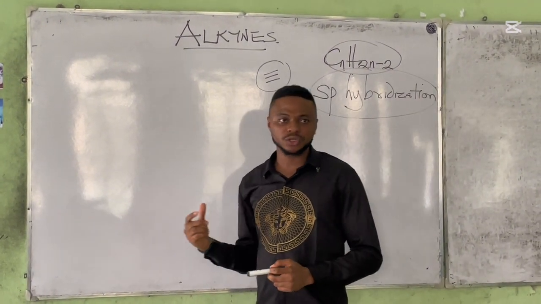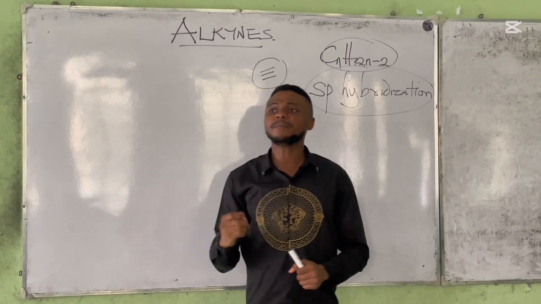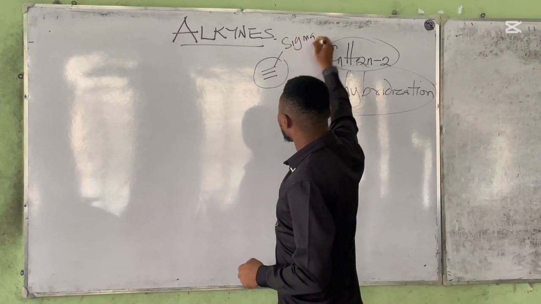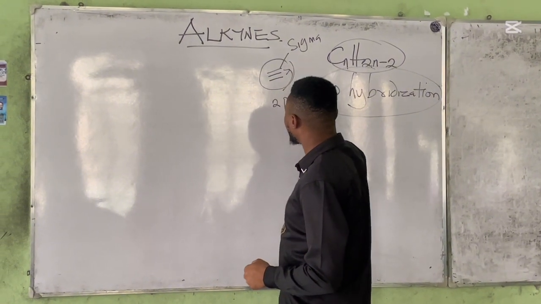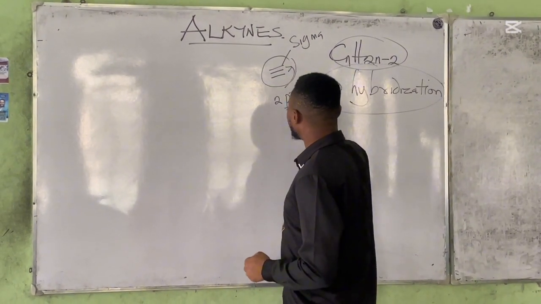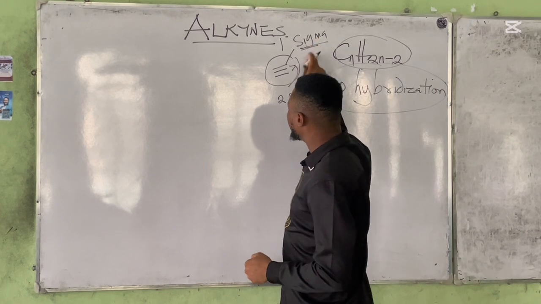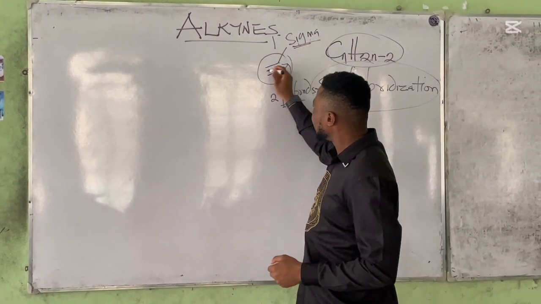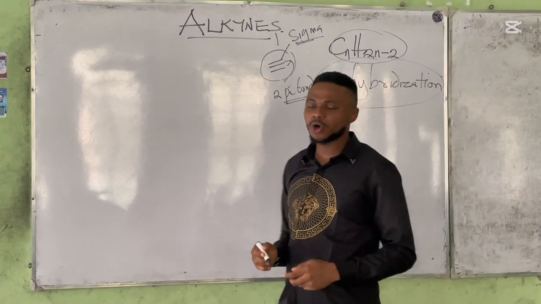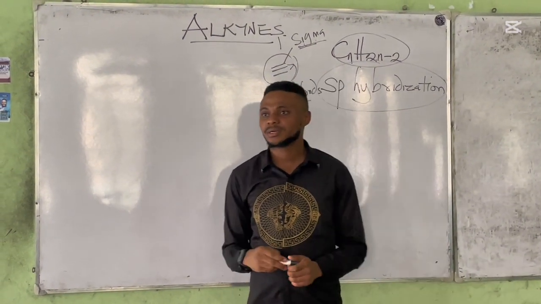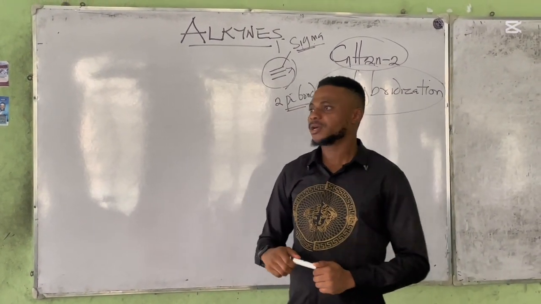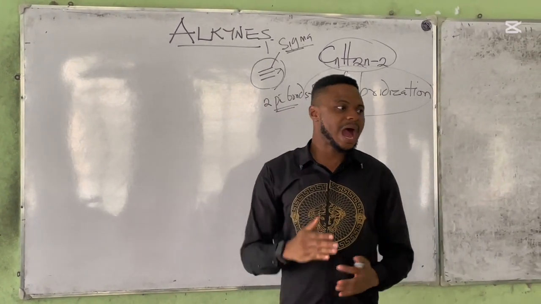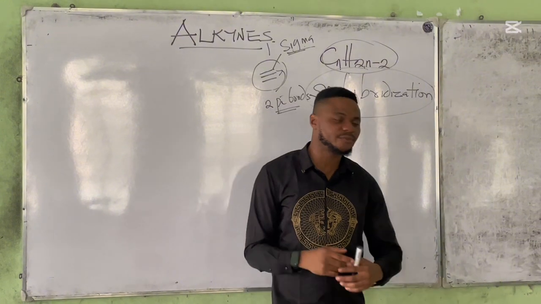Now in this triple bond, please put down. Now the triple bond contains 1 sigma bond and 2 pi bonds. So the first bond is the sigma, the second is pi, the third is also pi. Is that okay? Do you understand? Alright. So quickly, I want you to understand also that alkynes exhibit certain kind of reactions.